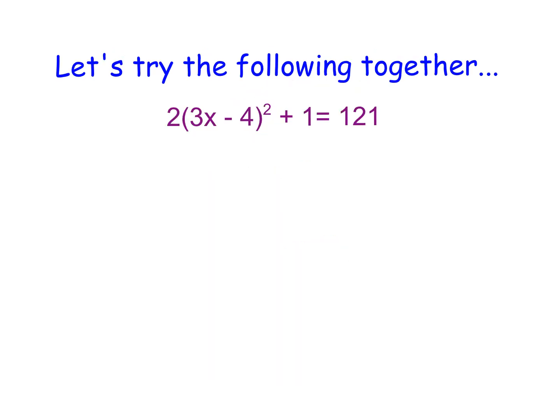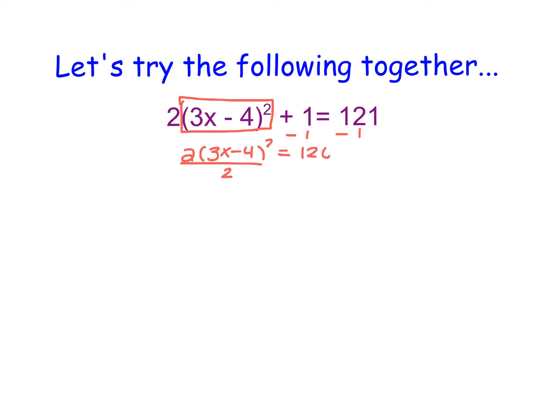So now let's try something slightly more complicated. Again, we want to get this parentheses squared piece by itself because that's the complicated part that I want to undo the squared around. So to start off this problem, I actually have a different first step. I first need to subtract my 1 over. Can't divide by 2 until that 1 is gone. So then I have equals 120.